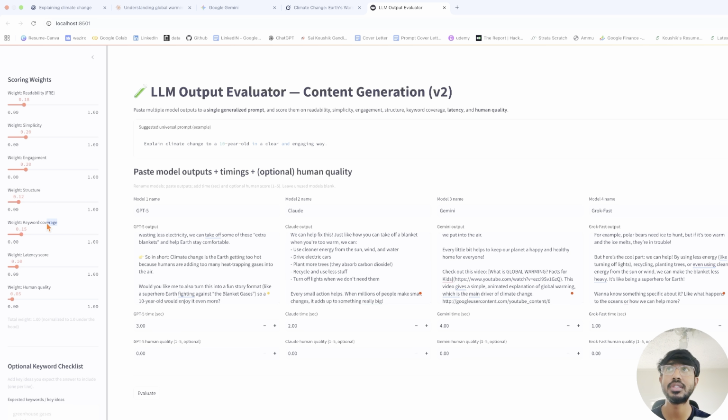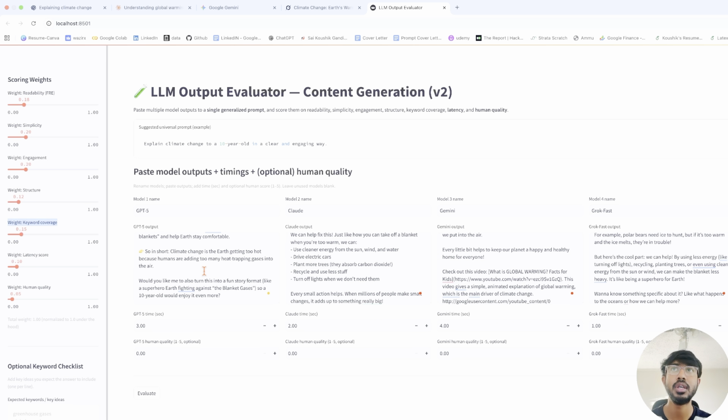The other one is keyword coverage. In the backend, I integrated a few keywords. I want to make sure the output covers them. For instance, let's say climate is a keyword. I want to make sure that climate is integrated into the explanation. Are these outputs talking about climate, or just giving something random? And the other one is latency score. Again, time also matters, right? How much time it takes to generate this output. And then the human quality part.